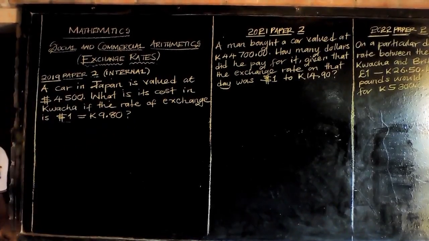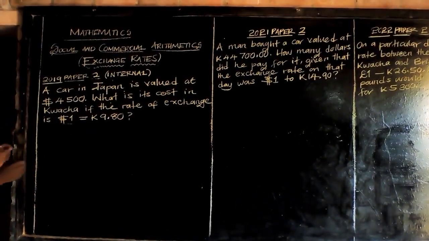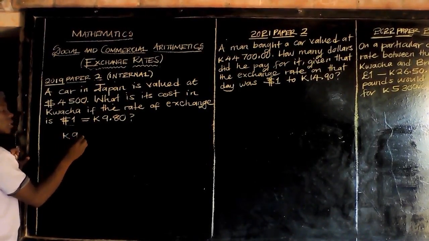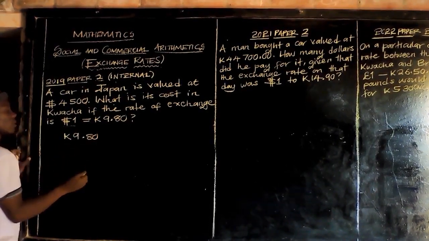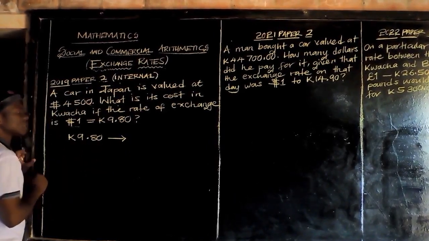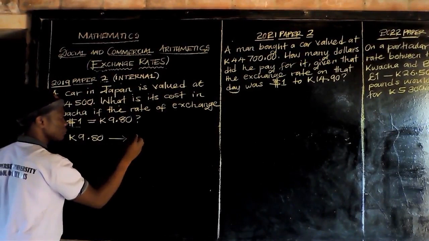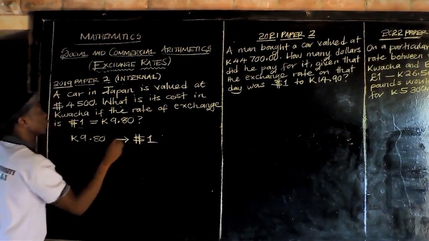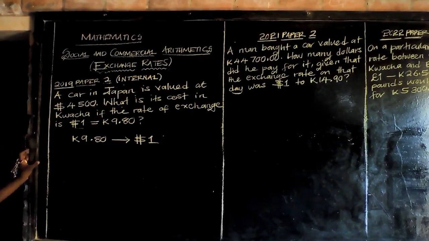Are we together? So the exchange rate is saying, if someone has 9 kwacha 18 ngwee, that person is going to be given how many dollars? How many dollars, guys? $1. Are we together, people? Now, can you be quiet, guys? Can you be very, very quiet?